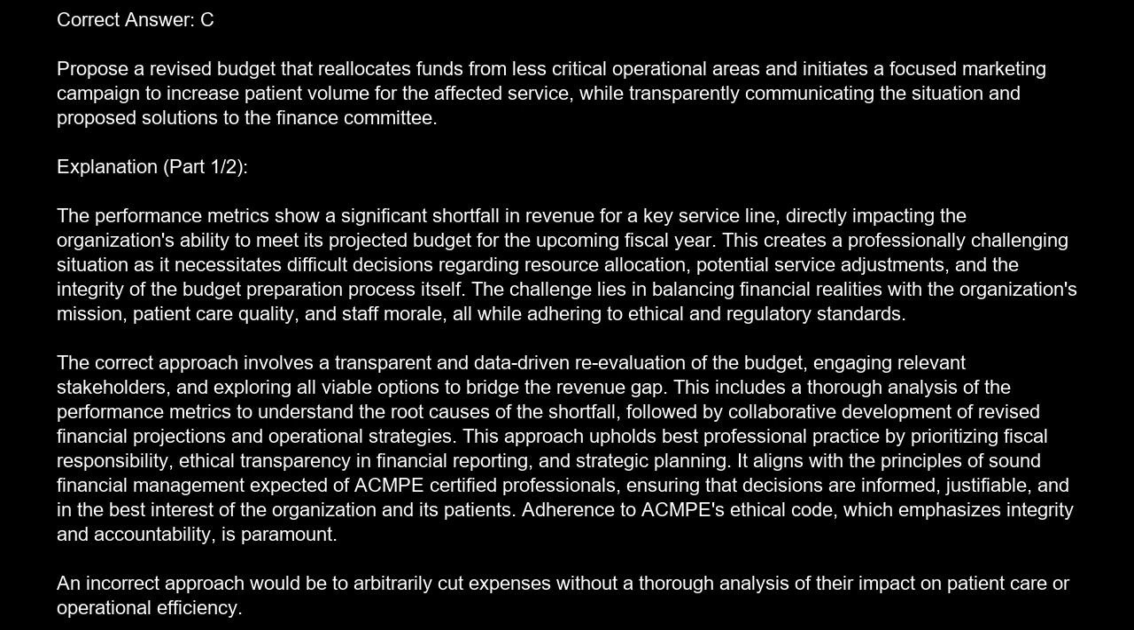This includes a thorough analysis of the performance metrics to understand the root causes of the shortfall, followed by collaborative development of revised financial projections and operational strategies. This approach upholds best professional practice by prioritizing fiscal responsibility, ethical transparency in financial reporting, and strategic planning. It aligns with the principles of sound financial management expected of ACMPE certified professionals, ensuring that decisions are informed, justifiable, and in the best interest of the organization and its patients.